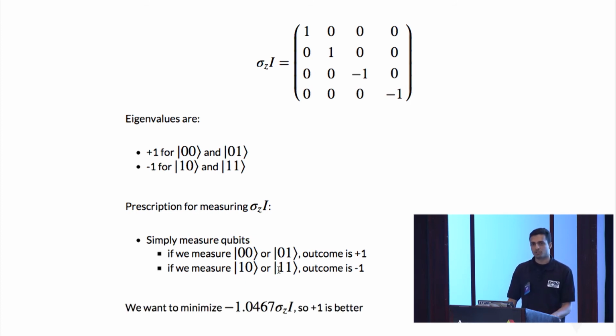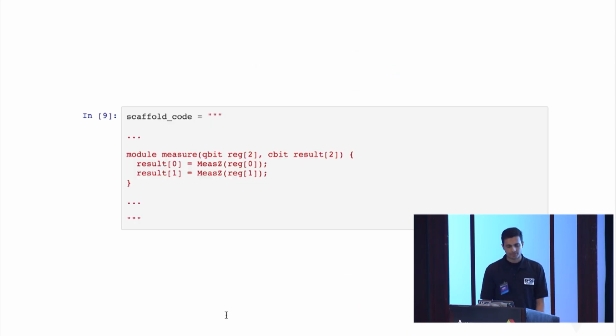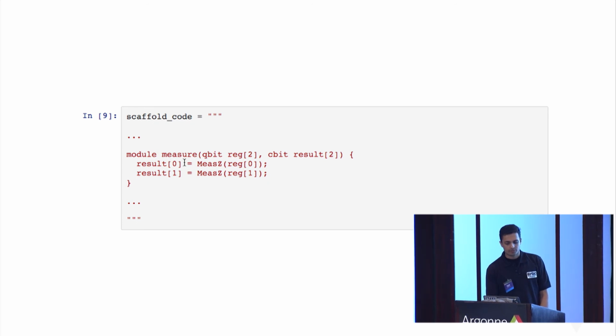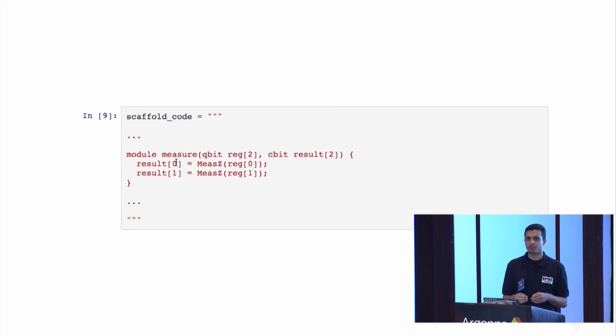One thing to mention is that normally we want to minimize the ground state energy, but the coefficient here is negative, so we actually want to maximize the result of our measurement. In terms of code, this is what it looks like. Because we're picking the easiest term to measure, all we do is say result 0, which is the classical bit, is equal to measure z of reg 0, which means measure the top qubit, and then measure the bottom qubit. You can copy and paste this from the solution cell or write it from here.